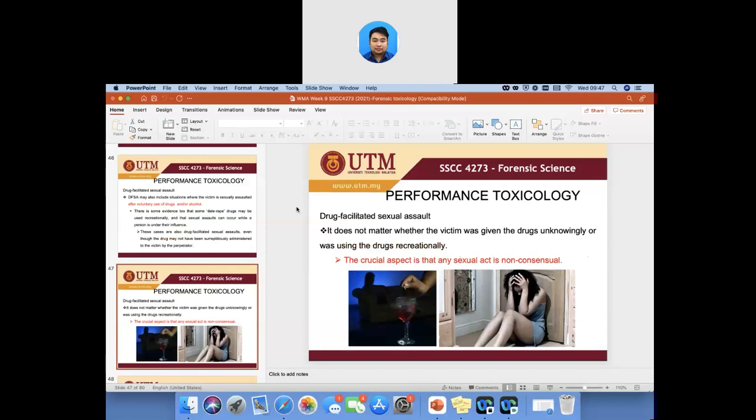So it does not matter whether the victim was given the drugs unknowingly or knowingly. The crucial aspect is that the sexual act is non-consensual, because in both cases, whether it is voluntary or non-voluntary, during that sexual assault, it is non-consensual. Okay, there is no permission from the man, no permission from the woman to do anything, because the woman is under the influence. Okay, it doesn't matter if it is voluntary or non-voluntary, but the sexual act itself is non-consensual. So it is still under drug facilitated sexual assault. Okay.